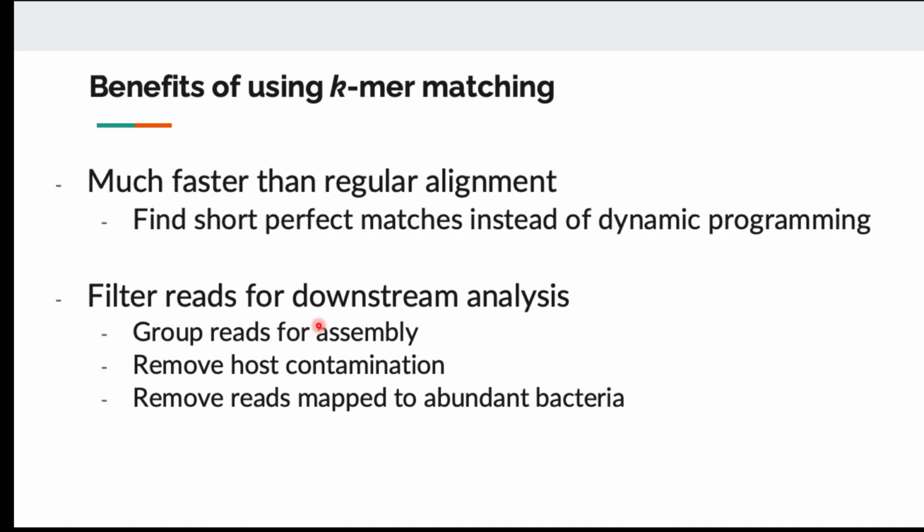Instead of having to assemble a million reads together, you might group the million reads into different bins. One bin for human, one bin for E. coli, one bin for the virus. And then you can do assembly separately for each bin.